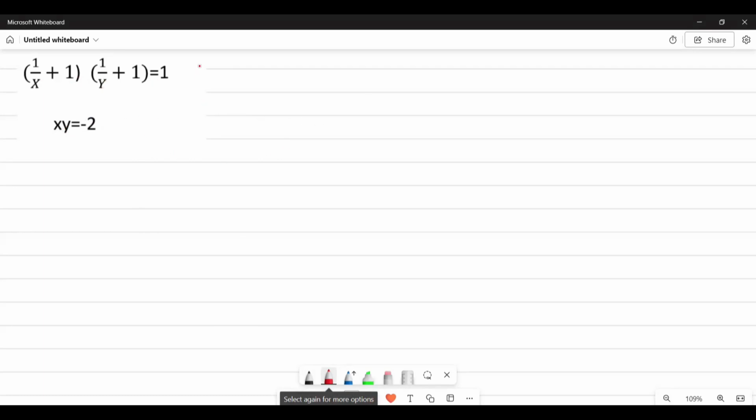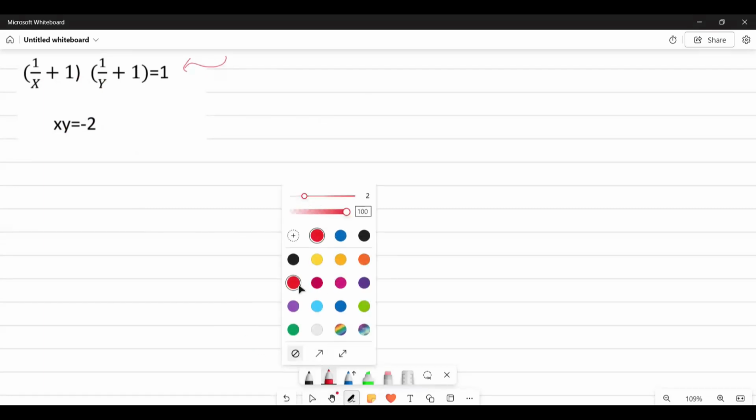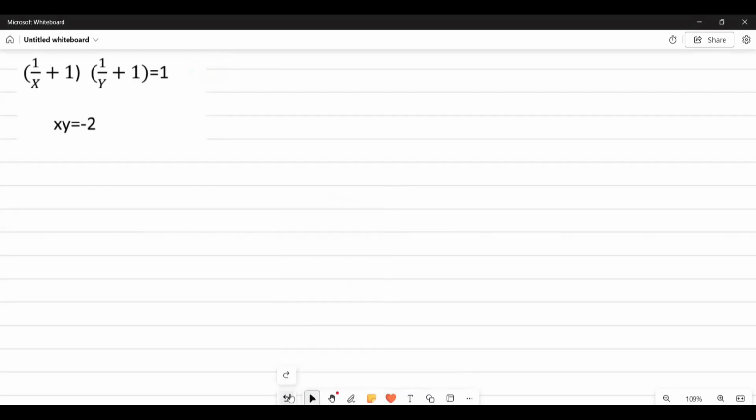I'm going to focus on this one at the top first. Let us take that and turn each of those into a single fraction. So for both, I want to turn them into a single fraction, and then we see what's happening from there. So let us take a look.